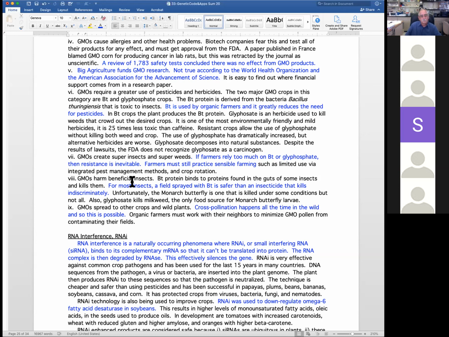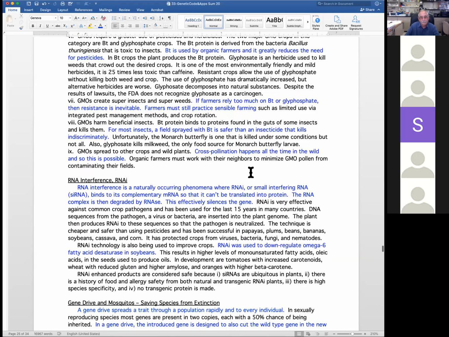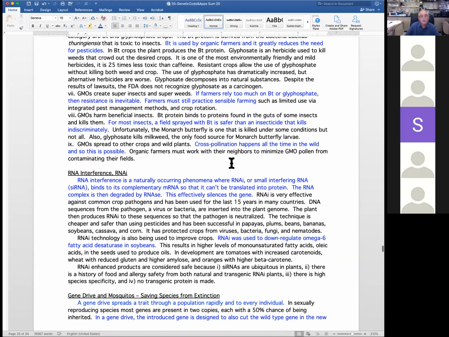So GMOs harm beneficial insects. Well, there has been a problem with the monarch butterfly. Talked about it. There's nothing hidden about it. It's true. But then again, you've got to go back to this. Farmers have to practice sensible farming. Yes, cross-pollination can happen.